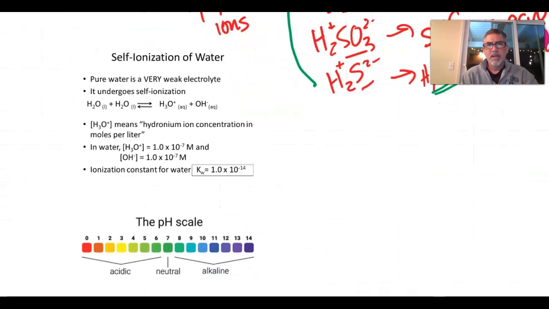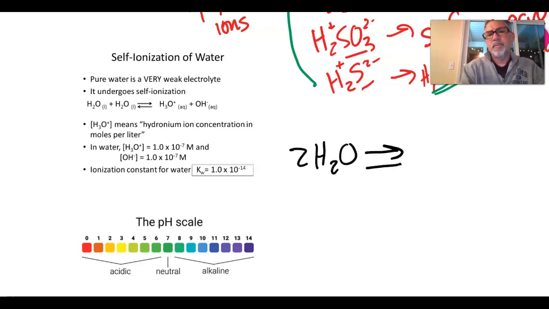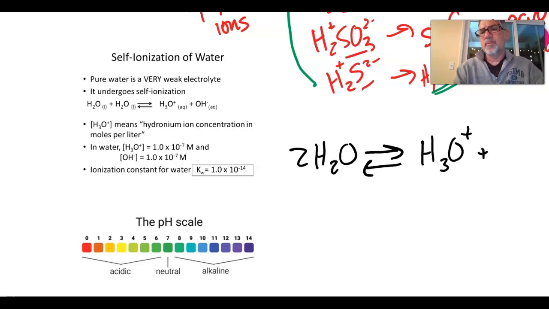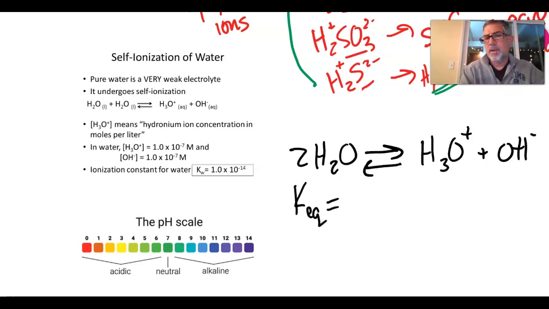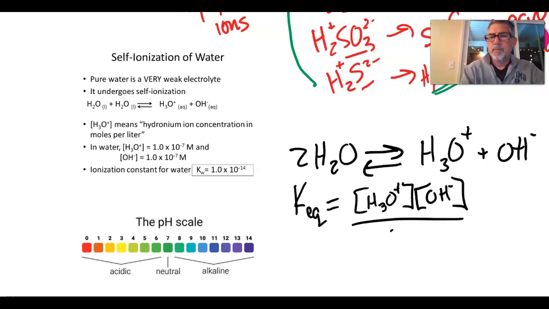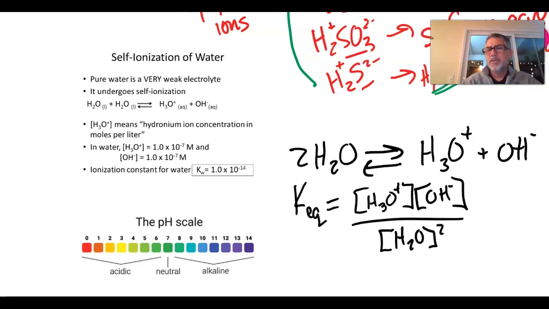Next thing we need to talk about is the ionization of water. Water self-ionizes. So if we have water, I'll draw both arrows because it's a reversible reaction. I get hydronium plus hydroxide. Hydronium would be the conjugate acid, and hydroxide would be the conjugate base. The Keq for that reaction would be the products over the reactants.